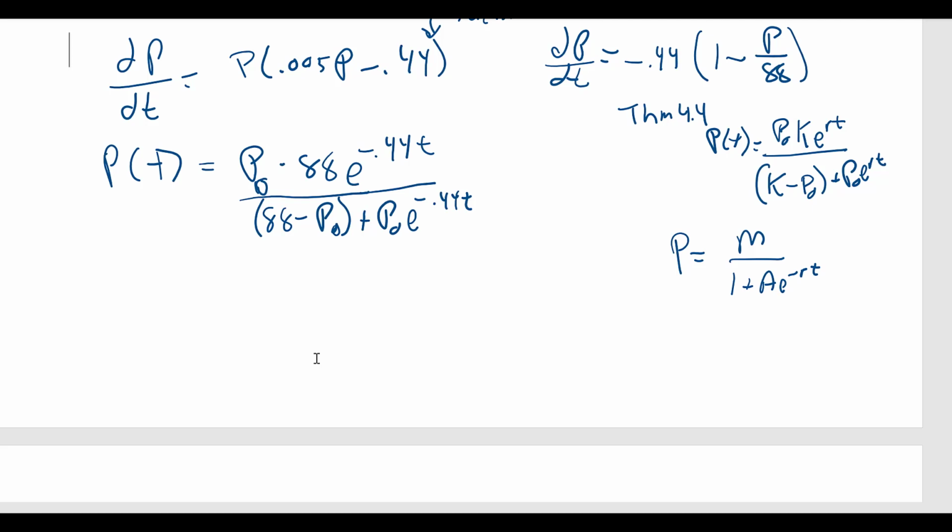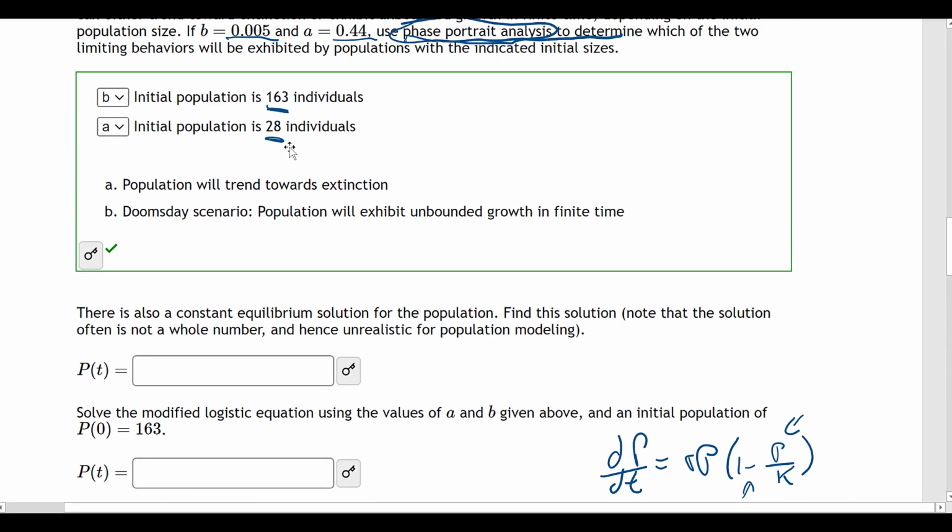So now we're going to look at a specific situation. They give us two values to work with: P sub 0 is 163, and, let me go back up here, the other being 28. We've got these two to look at.